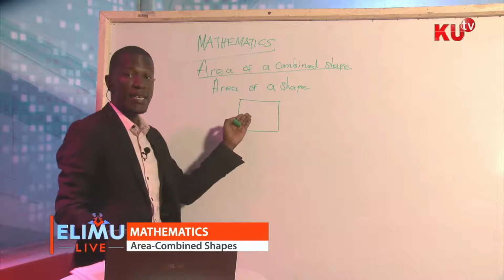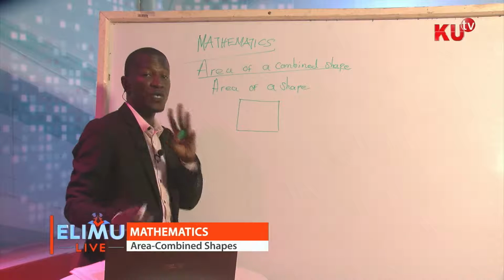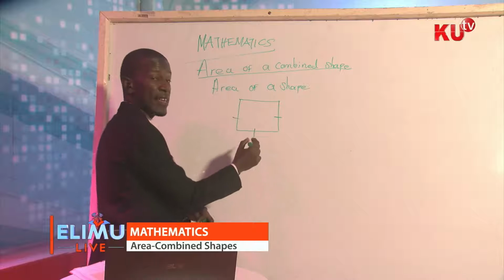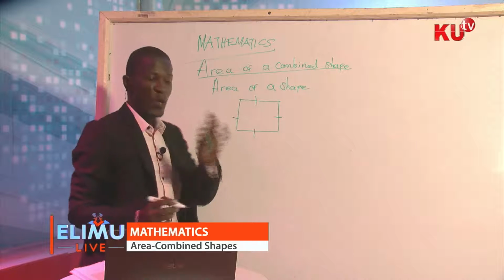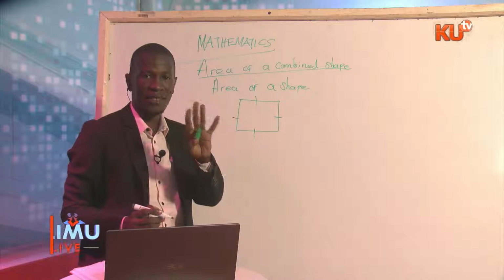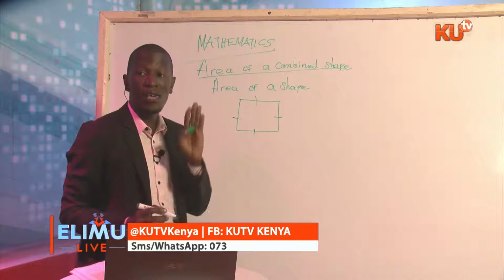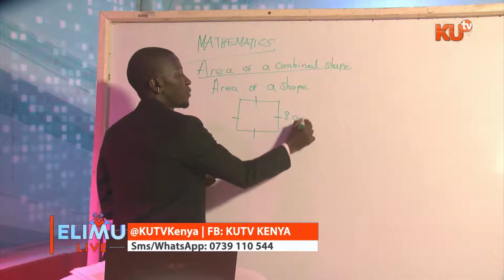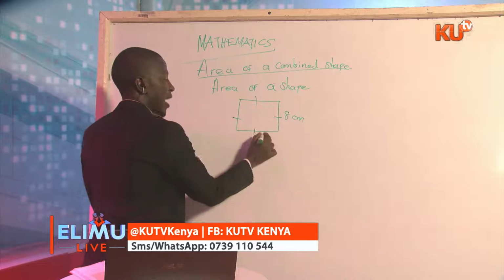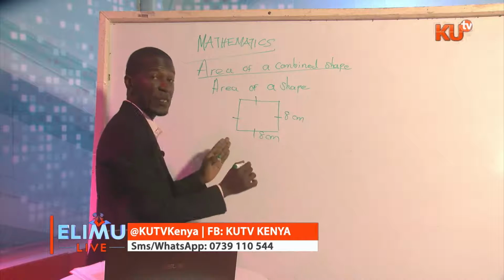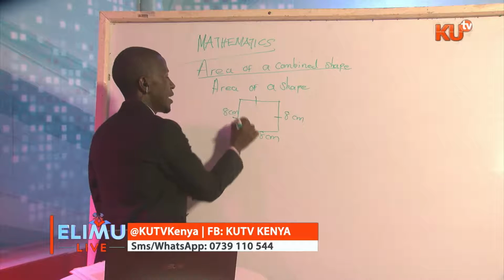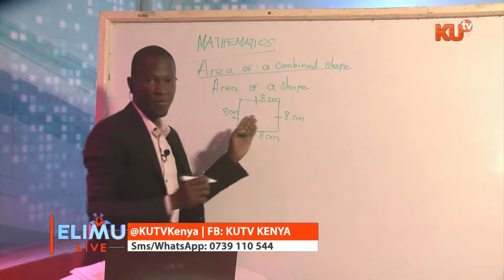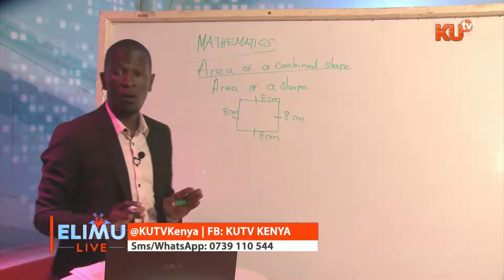So as you can see, this square has 4 sides. This side, this side, this side, and this side. Those are 4 sides. All the sides are equal. So if one side is 8 centimeter, it simply means all the sides will be 8 centimeter: this side, this one, as well as this one. So all sides are equal.